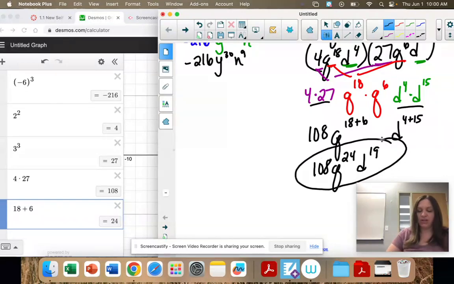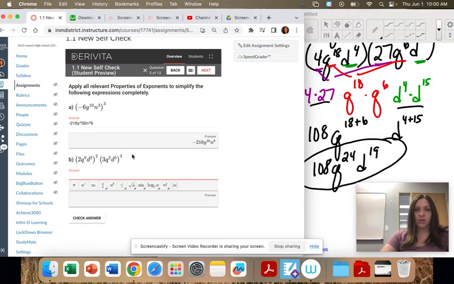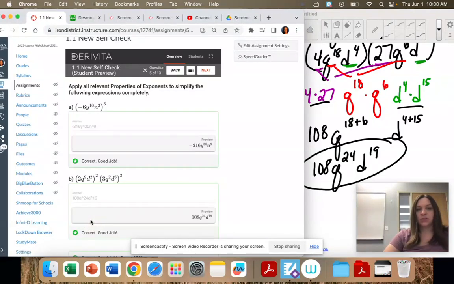So this would be our final answer. It's a lot of steps to get there. It's okay, so I do 108 q, and then right here's my power to the 24, and then d to the power of 19. And you want to make sure your preview matches your answer. So then you would check it and move on to the next when you get it correct.